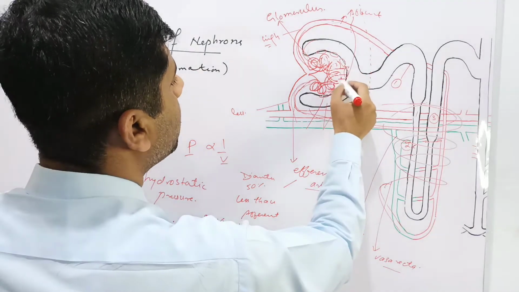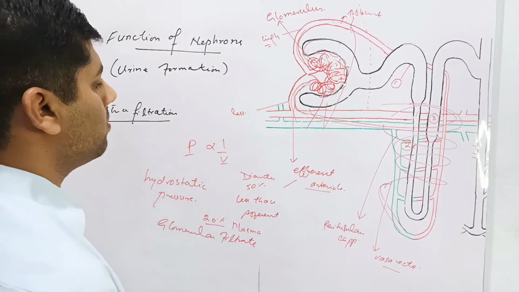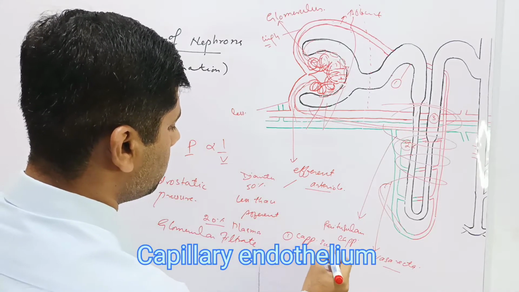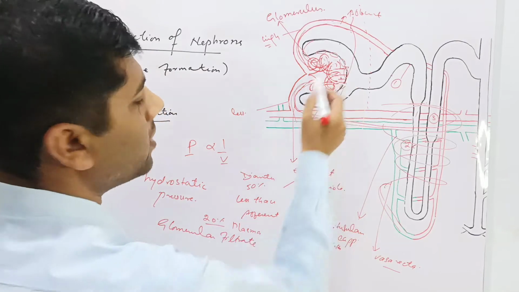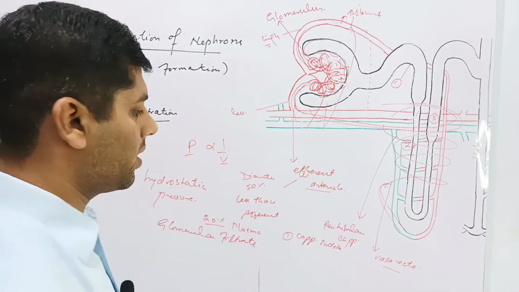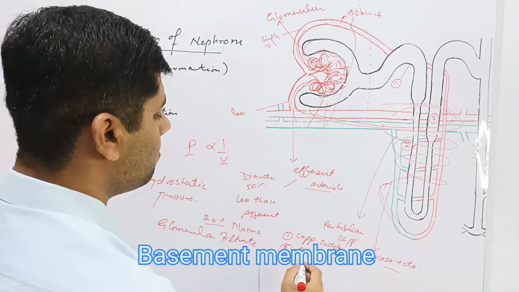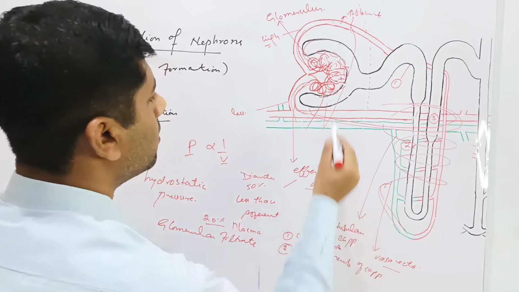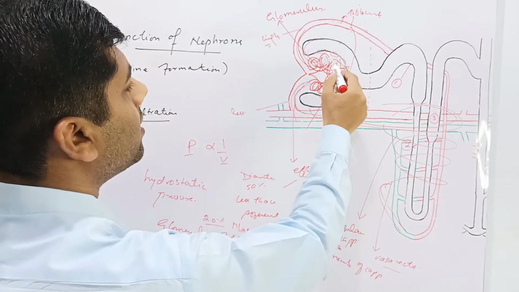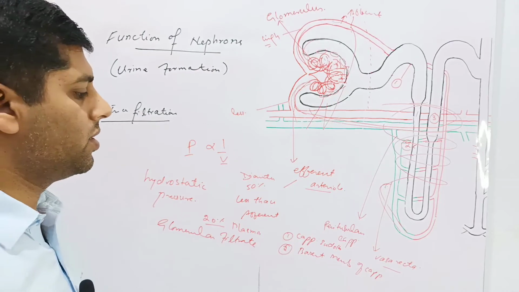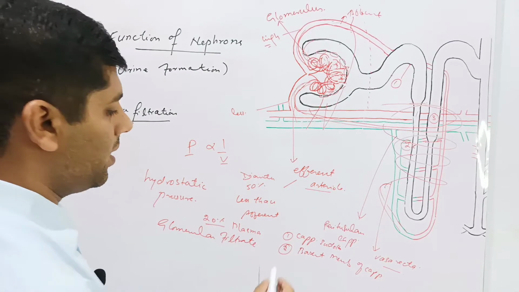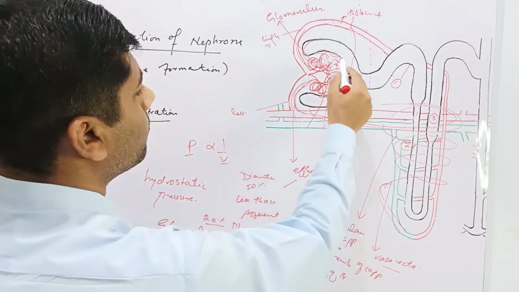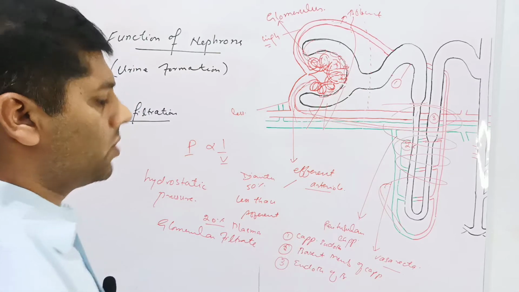Glomerular filtrate has to cross three layers to pass into the Bowman's capsule. The first layer is the capillary endothelium. The pores in the walls of the capillaries of the glomerulus are called capillary endothelium. The second layer is the basement membrane of capillaries. The underlying cells in the glomerulus constitute the basement membrane of capillaries. And third, the endothelium of Bowman's capsule.